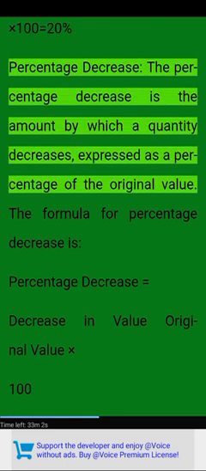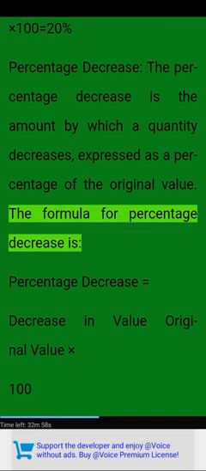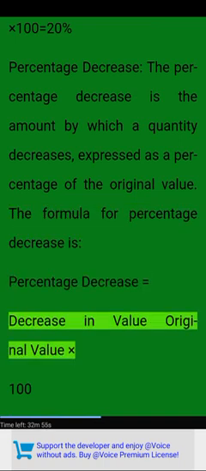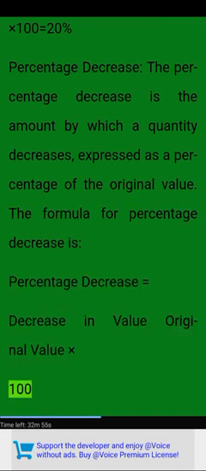Percentage decrease. The percentage decrease is the amount by which a quantity decreases, expressed as a percentage of the original value. The formula for percentage decrease is percentage decrease equals decrease in value/original value times 100.